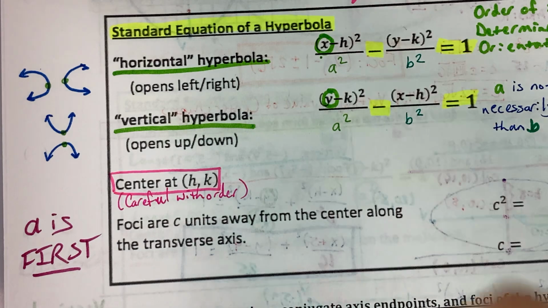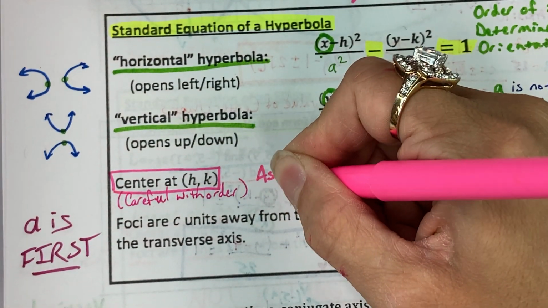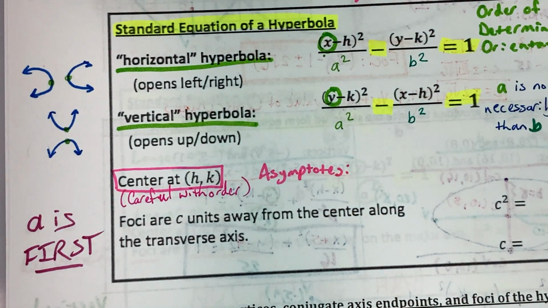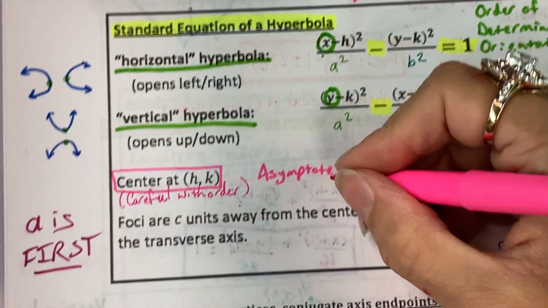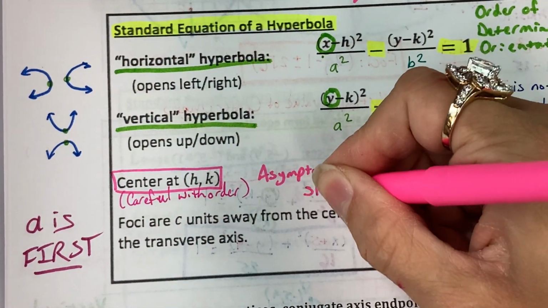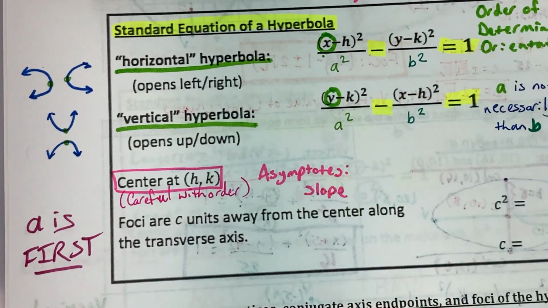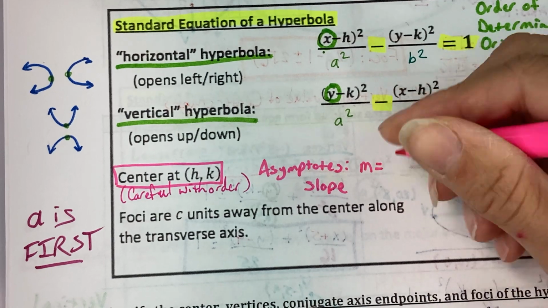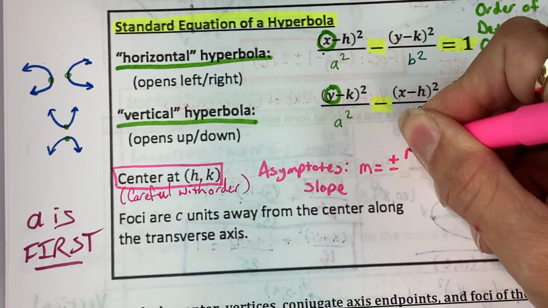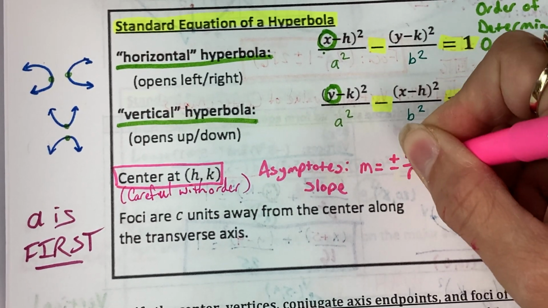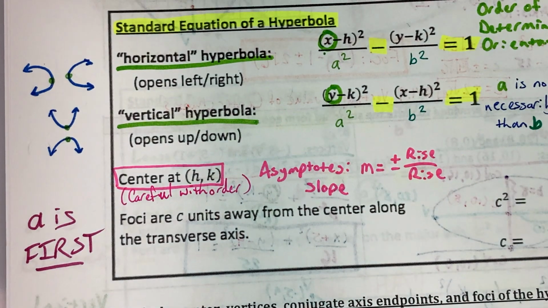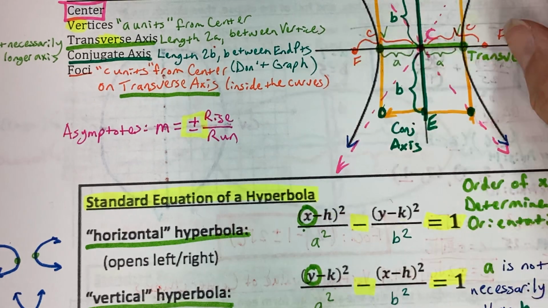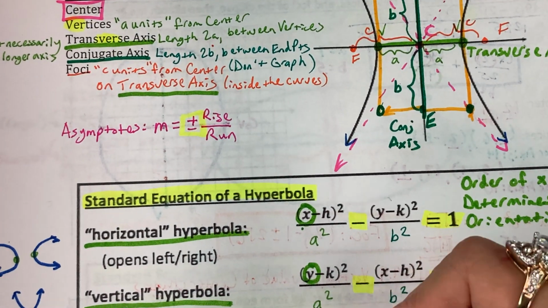Next, the asymptotes. Oh boy. Okay, so folks, for the asymptotes, the only thing we need to find is the slope. And slope, we know from our Algebra 2 days, is rise over run. We are going to include a plus or minus in front of that to denote that we will have both an asymptote going up and an asymptote going down.